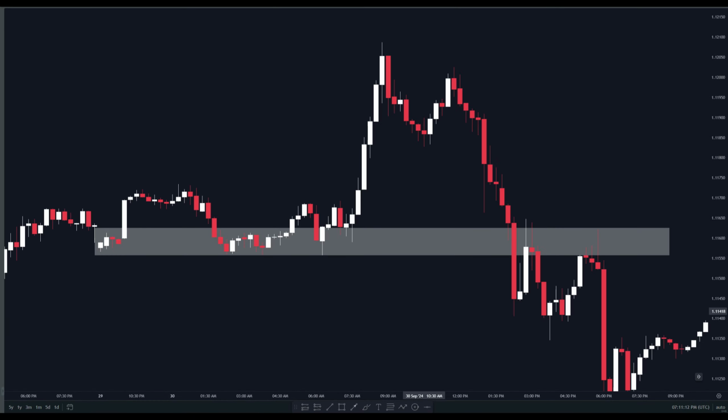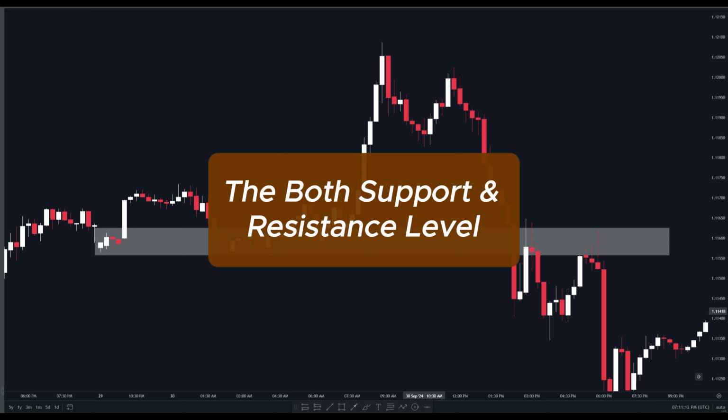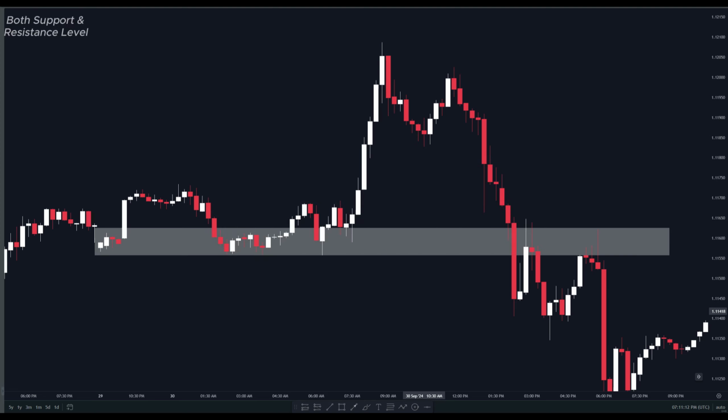Moving to the next topic, the both support and resistance level. It means that the level which is respected by both support and resistance. For example, first it acts as a support, then it will act as a resistance. Here on the chart, we have a clean example of both support and resistance.